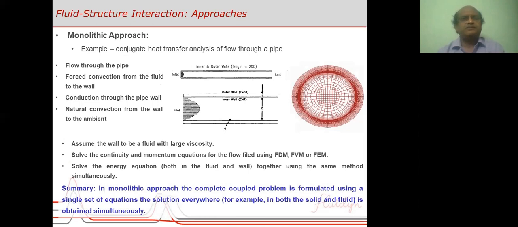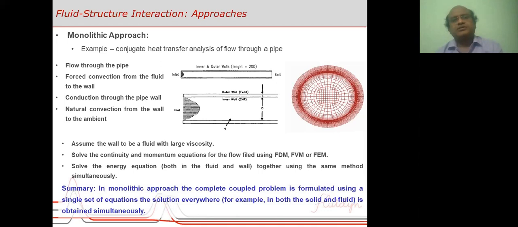For example, I'll illustrate this with a conjugate heat transfer problem. Consider flow through a pipe. Flow of fluid through a pipe, and the pipe has an inner wall and an outer wall. So if the fluid is hotter than the pipe wall, there will be heat transfer from the fluid to the pipe, and then this heat from the inner heat flux to the inner wall will cause heat conduction through the wall to the outer wall, and from there to the ambient.